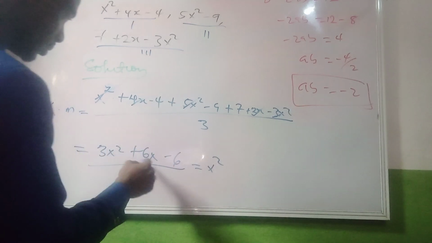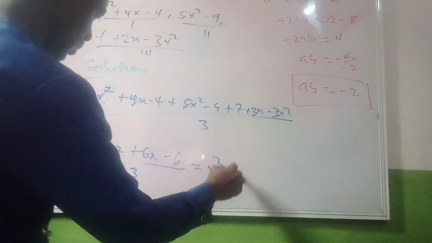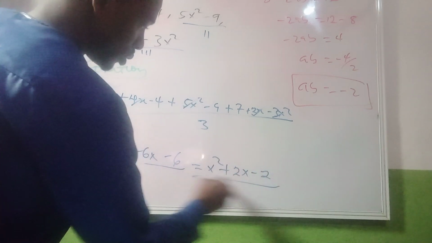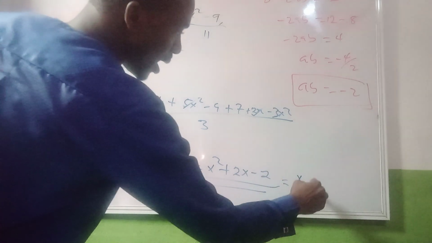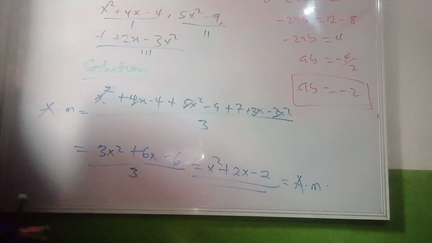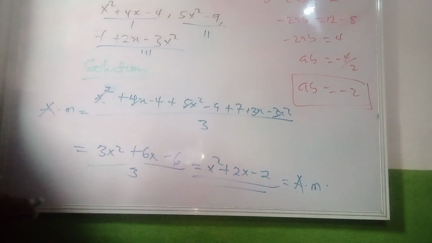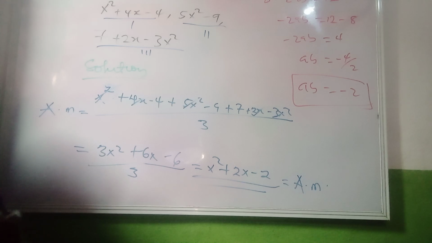So now this gives us what? x squared, 3 here, plus 2x, 3 here, minus 2. So this is the AM. The arithmetic mean is x squared plus 2x minus 2. So that's the arithmetic mean for this.